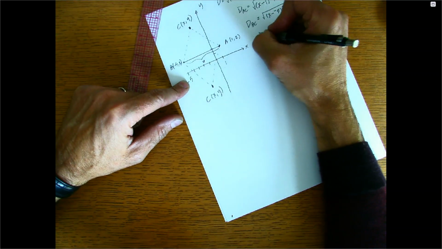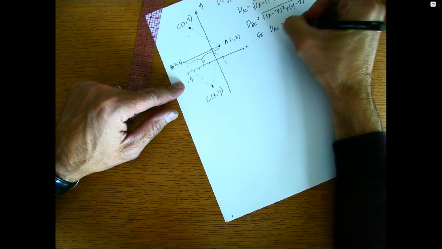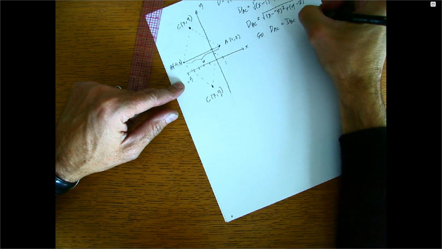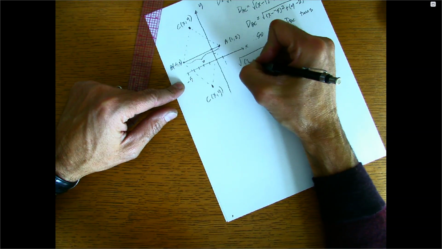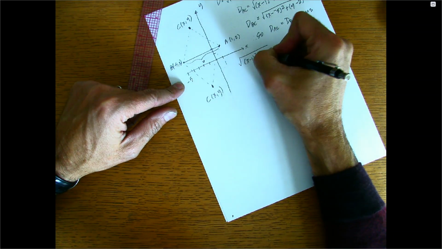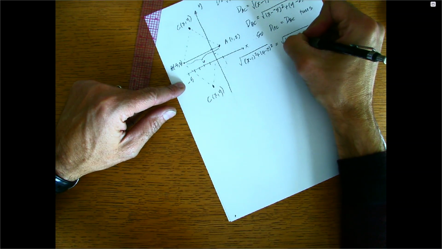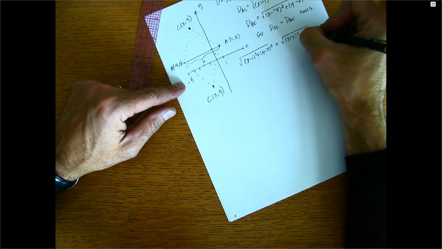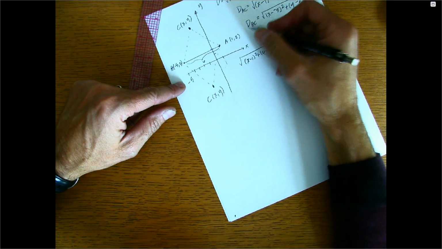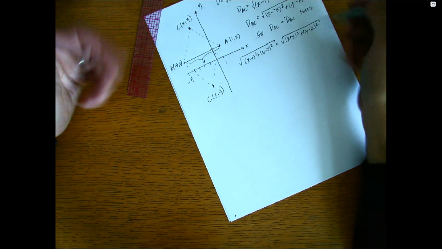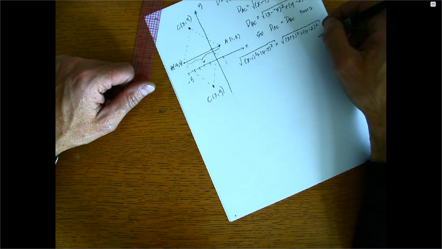So DAC has to be equal to DBC. Thus, we can set this equal to that. So we'll have the square root of x minus 1 squared plus y minus 2 squared equal to the square root of, let's call it, x plus 5 squared plus y minus 2 squared. These are both distances. They're both positive square roots, so I can square both sides and not lose any solutions, I think. So let's try that.